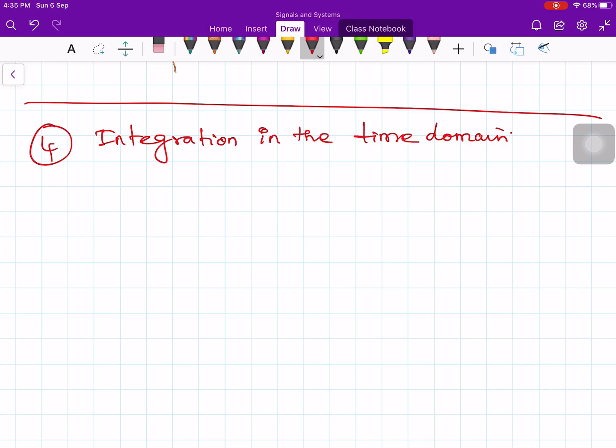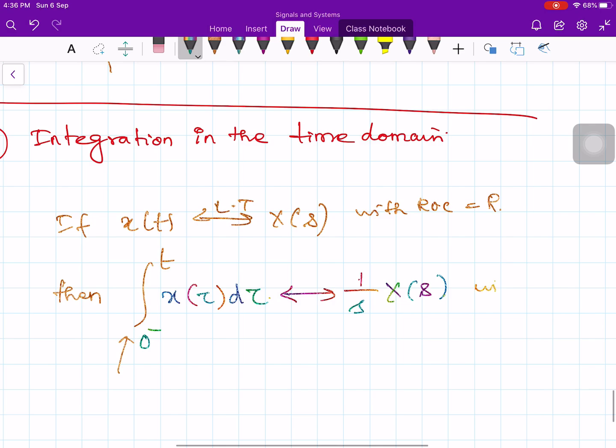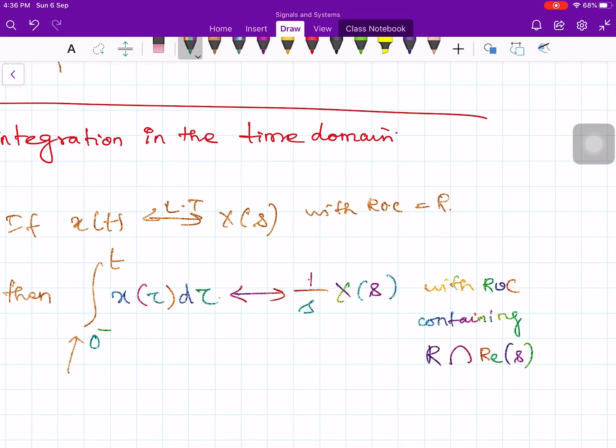This property says if x of t has Laplace transform x of s with the ROC equal to R, then the integral of the signal from minus infinity to t, or, because we are talking about a unilateral Laplace transform, from 0 minus, of x of tau d tau, has the Laplace transform 1 over s times x of s, with the ROC containing R intersection real of s greater than 0. This real of s greater than 0 is coming from the whole expression.